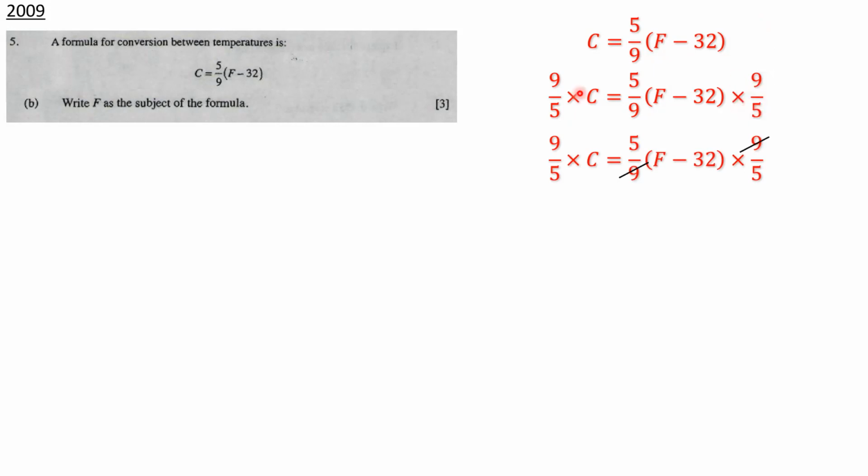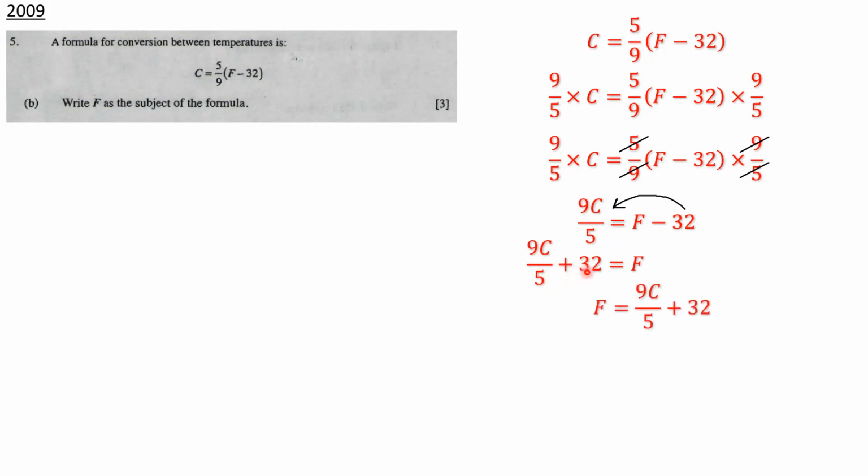Whatever you do to one side, you have to do to the other side. And so we cancel this 9, and we cancel the 5s. We are just left with F minus 32 on the right-hand side. And on the left-hand side, we have 9 times C, which is going to be 9C all over 5. Now we want F to be by itself, so we're just going to send the 32 over. It was a negative 32, but when you send it over, it becomes a positive 32. So F is equal to 9C over 5 plus 32. And so that's F written as the subject of the formula.